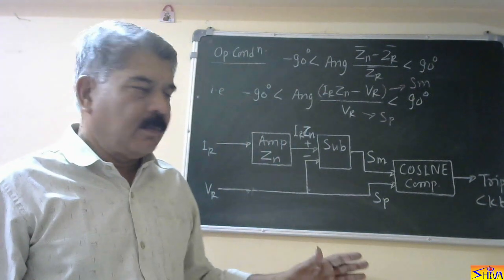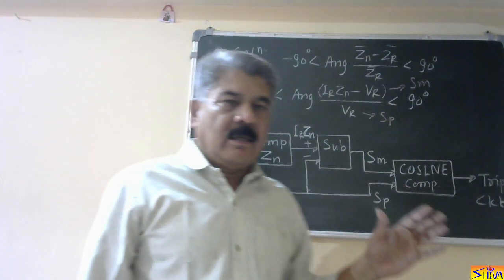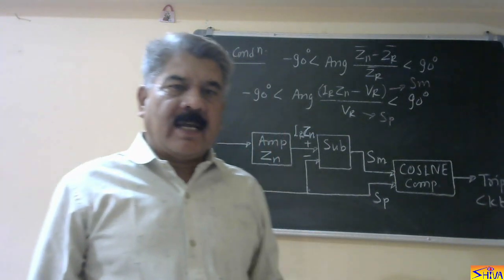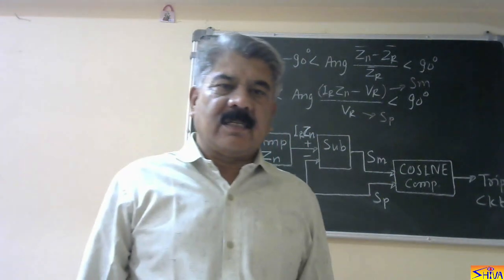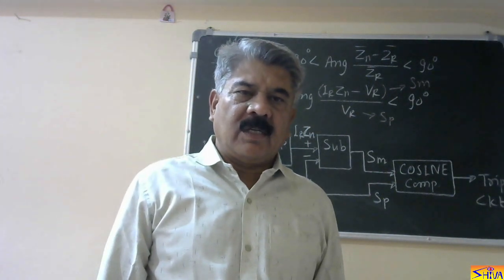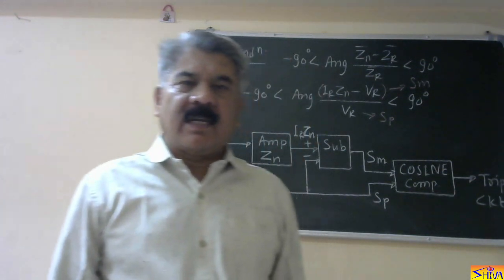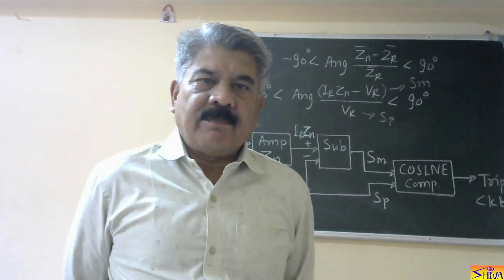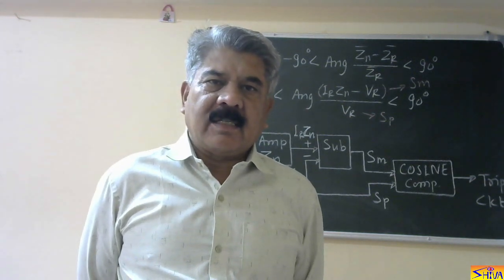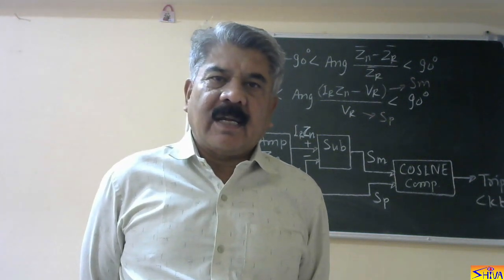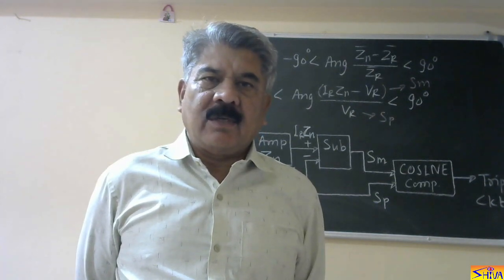So this is how the Mho relay characteristic, that is the admittance relay characteristic, is generated or realized using a cosine type of phase comparator. In this video lecture, I have explained how to realize the plain impedance relay characteristic, then the reactance relay characteristic and the Mho relay characteristic using a cosine type of comparator.